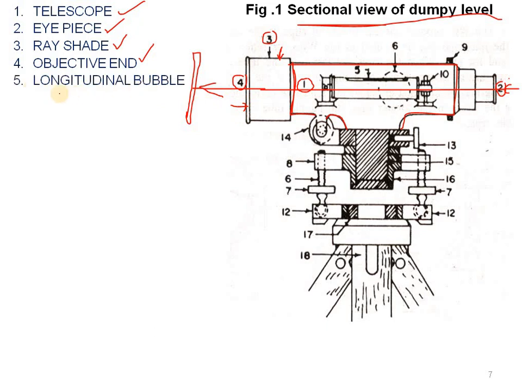And the fifth one is the longitudinal bubble. We can see here this one, the black shaded portion, is called the bubble tube, and this bubble tube will be moving to and fro. When we rotate the foot screws, it will be moving in zigzag. So a to and fro movement will be there, whether up, down, or in a circle, it will be rotating to all corners. It is known as the longitudinal bubble.